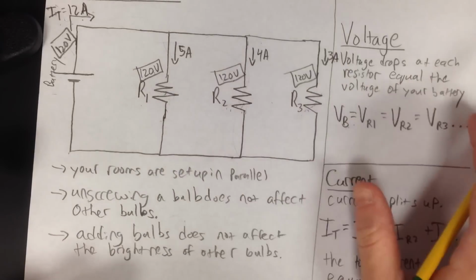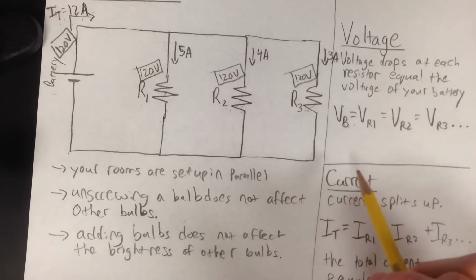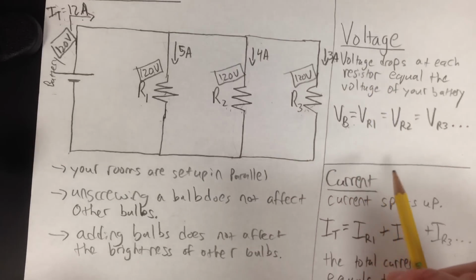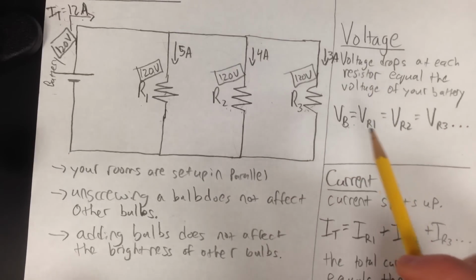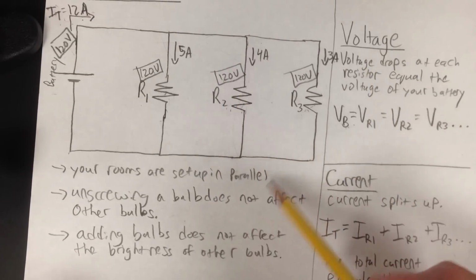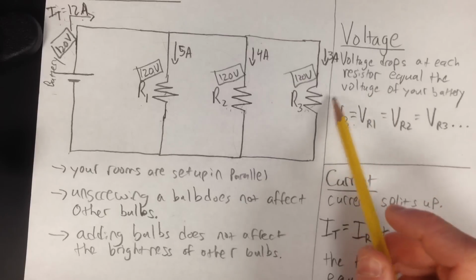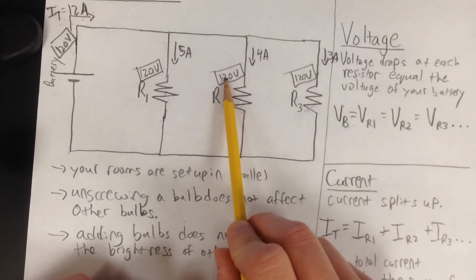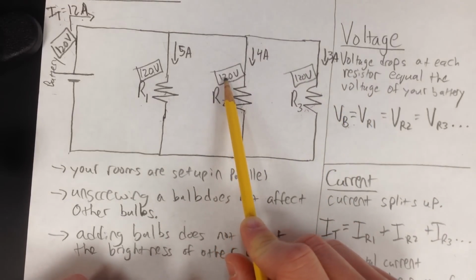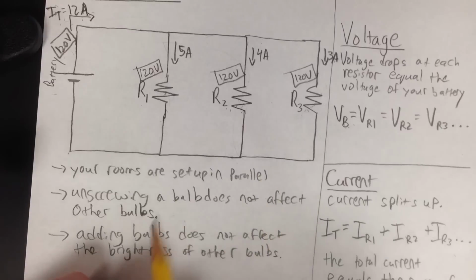It doesn't matter how many you add. You could plug something in your room, and it doesn't affect the fact that 120 is going to be dropped at your other appliances. And that's the great thing about a parallel circuit, is in series, if you plug something else in, you've got to steal voltage from the other resistors. It's got to split up. But in parallel, it doesn't need to split up. The voltage drops.